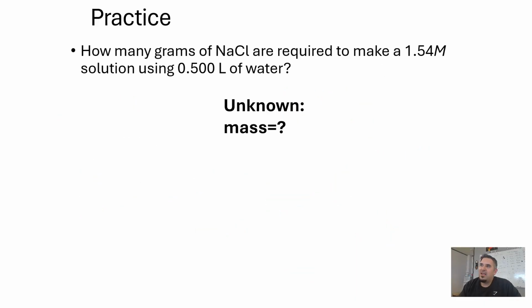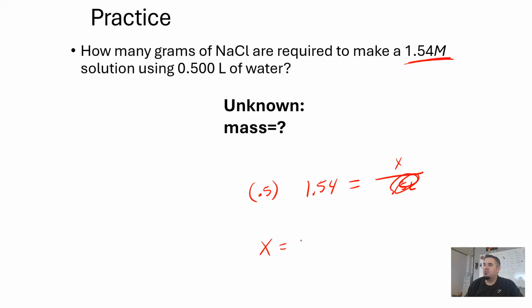All right, next question says, how many grams of sodium chloride are required to make a 1.54 molar solution using 0.5 liters of H2O? This time they're giving us molarity. So we have 1.54, that's our molarity, and this is going to be equal to X over 0.5 liters. First, we want to solve for X to figure out how many moles we have. To do that, we multiply both sides by 0.5, so this goes away. Then 0.5 times 1.54 gives you 0.77. So X is equal to 0.77, and now we have moles.